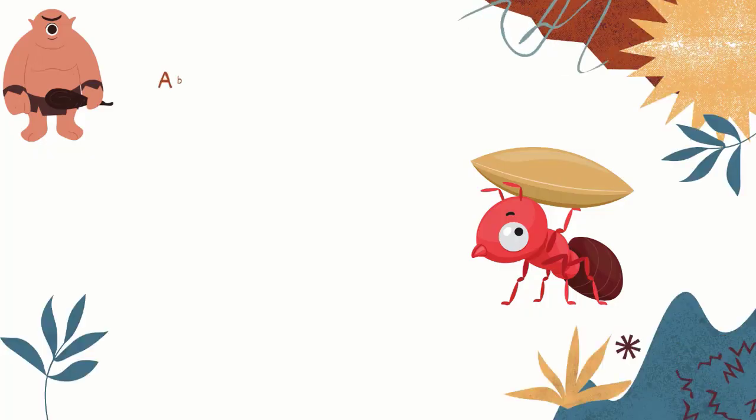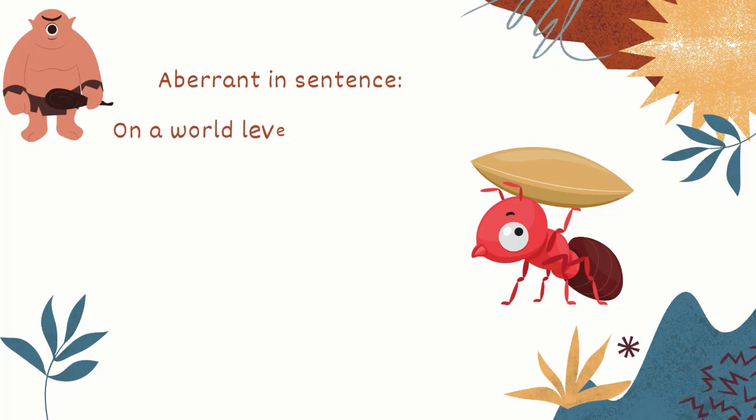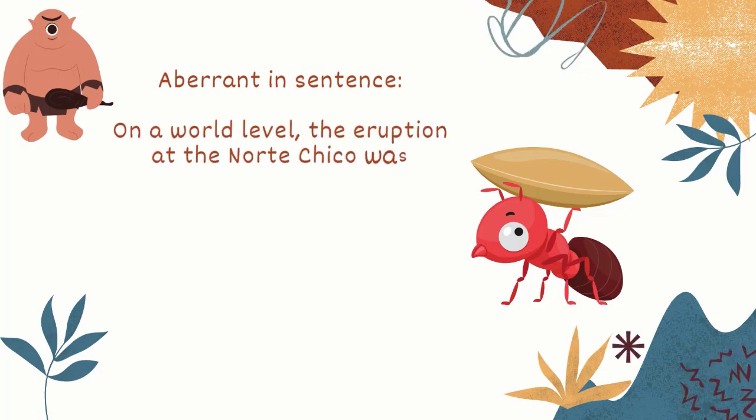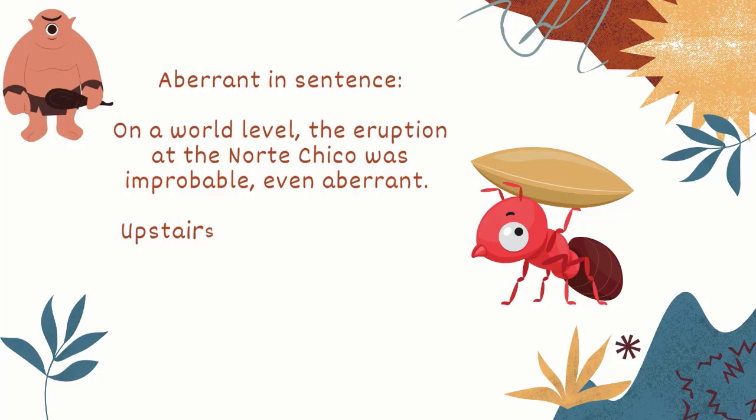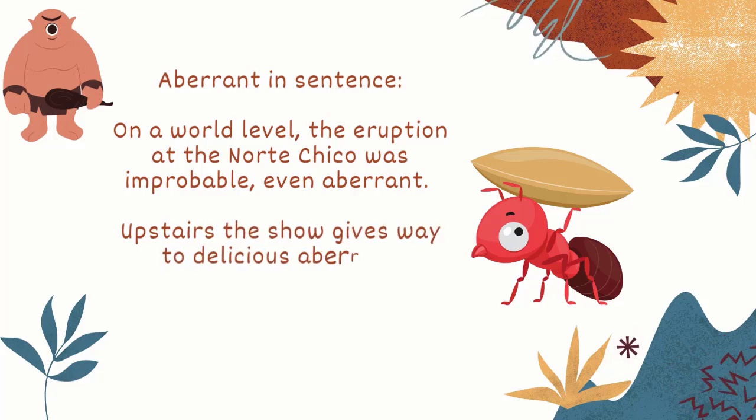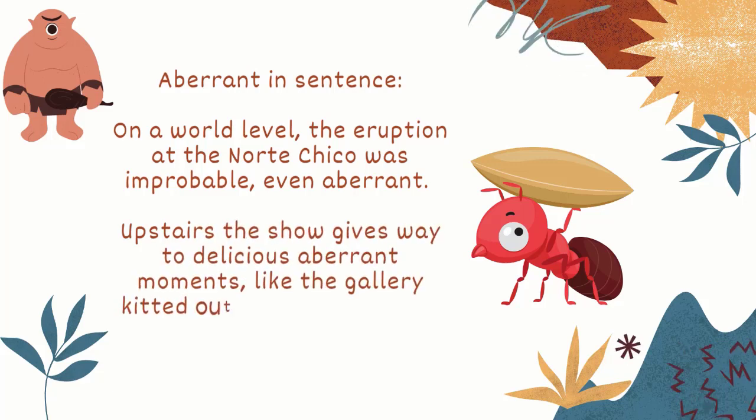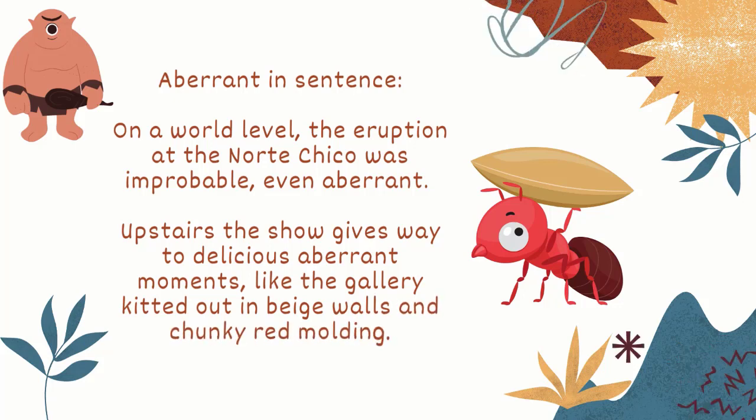Aberrant in sentence. On a world level, the eruption at the Norte Chico was improbable, even aberrant. Upstairs the show gives way to delicious aberrant moments, like the gallery kitted out in beige walls and chunky red molding.